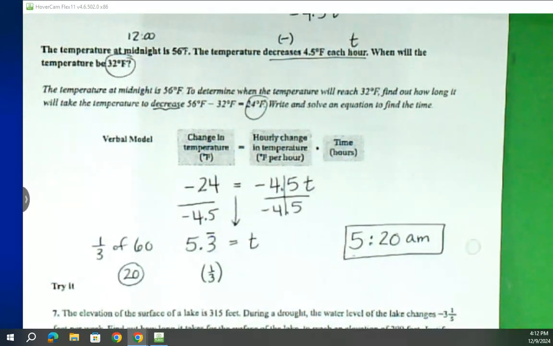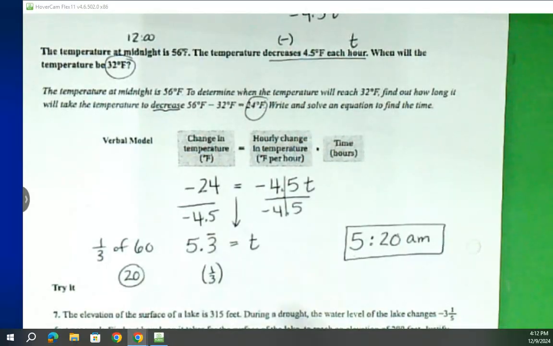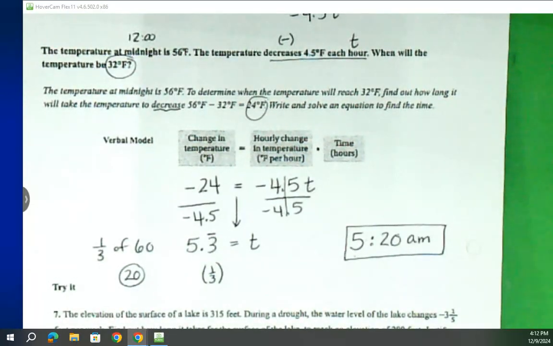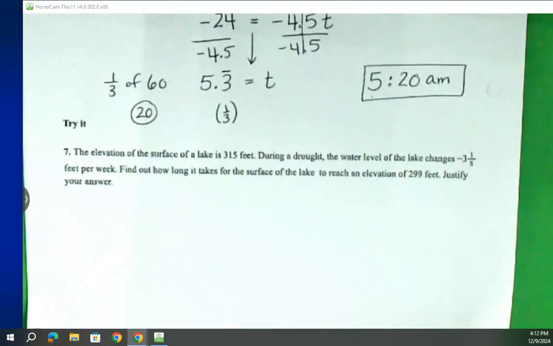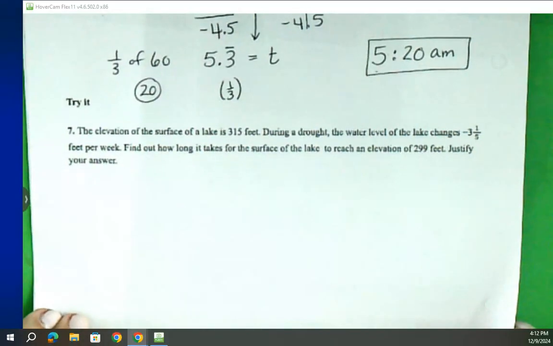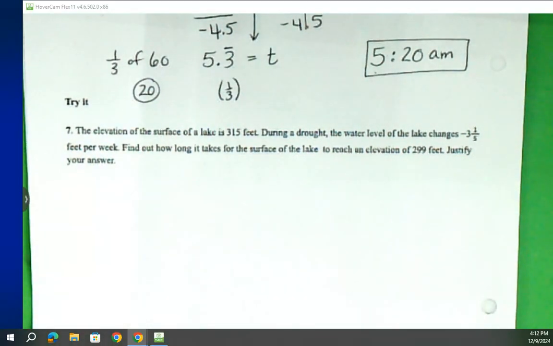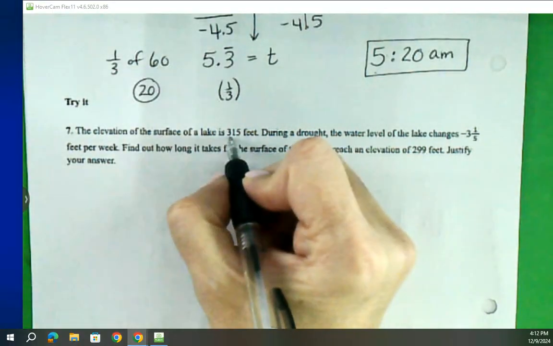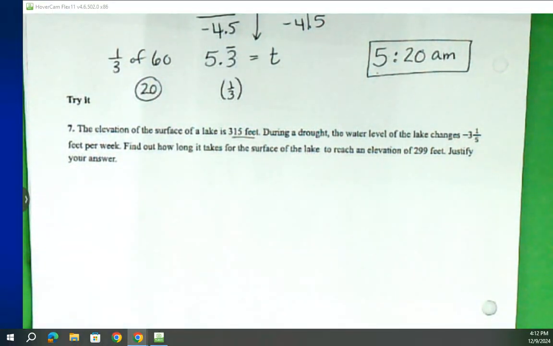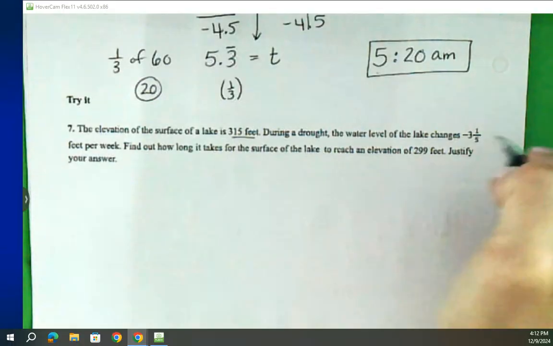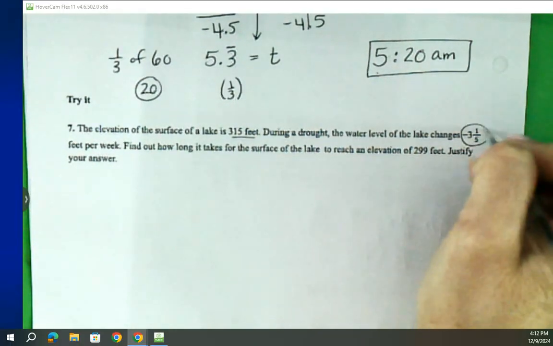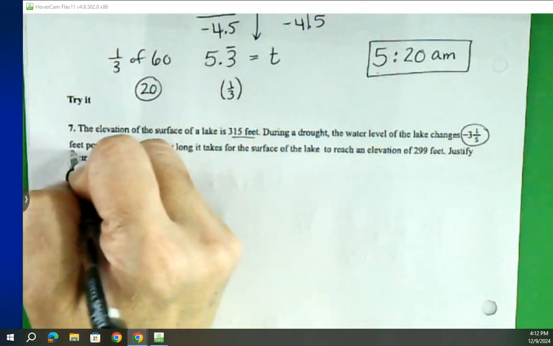Okay, we have a try it problem. Very similar to the setup up here, but obviously a different context. You could try it, or we could read it together and follow along. The elevation of the surface of a lake is 315 feet. During a drought, the water level of the lake changes by -3 1/5 feet per week.